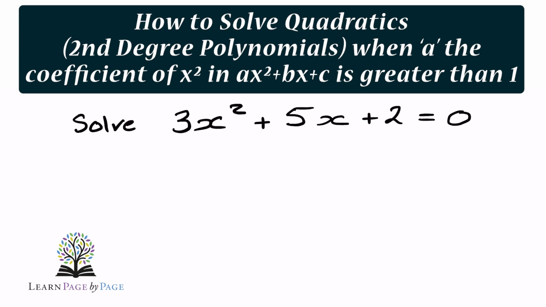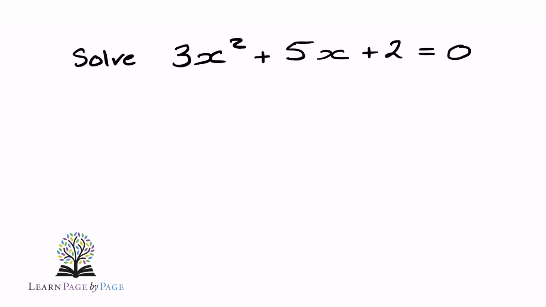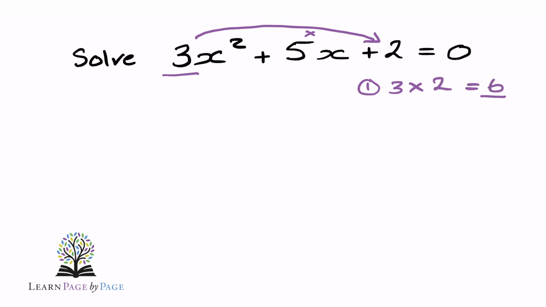I'm going to go over how to solve a quadratic by factorising when a, the coefficient of x squared, does not equal 1. So what we have here is the coefficient of x squared is 3. And so what we need to do, this is a little trick, you multiply that by the number term. That's your first stage. So that is 3 times 2, which equals 6. This is our new number term.